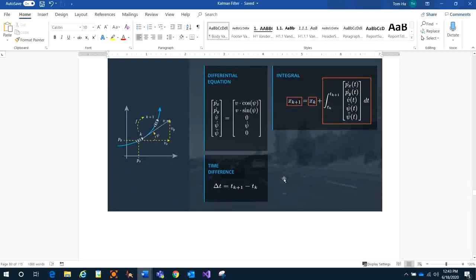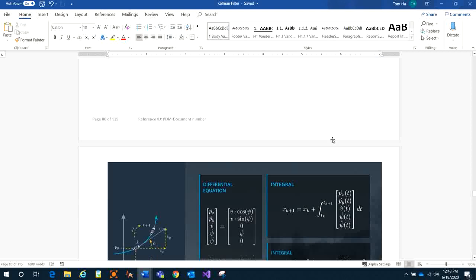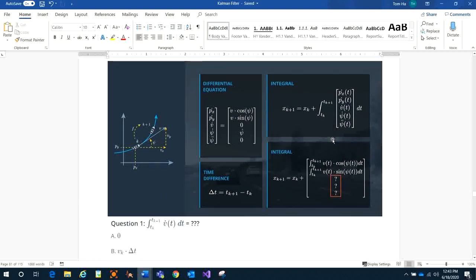So at the time step delta t, the change from time t_k plus 1 minus time t_k, we take the integral to get the state variable at time k plus 1 equal to the state at time k plus the integral from t_k to t_k plus 1 of all the differential equations you already got last time. So right now our job is to figure out the integral for each element. The easiest ones are the last three rows: V dot, psi dot, and psi dot dot.